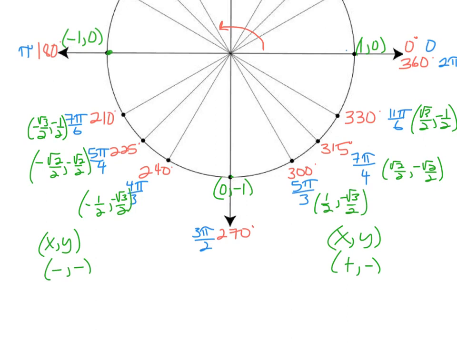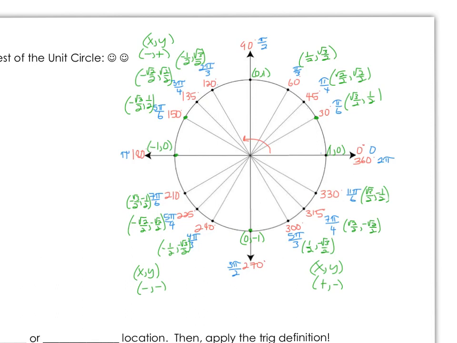Don't forget the bottom. Make sure you define that coordinate 0, negative 1. And then over in quadrant 4, X is positive, Y is negative, and we have 1/2, negative square root 3 over 2, square root 2 over 2, negative square root 2 over 2, and last but not least, square root 3 over 2 at 330 degrees, negative 1/2. And that's it. That's the unit circle.